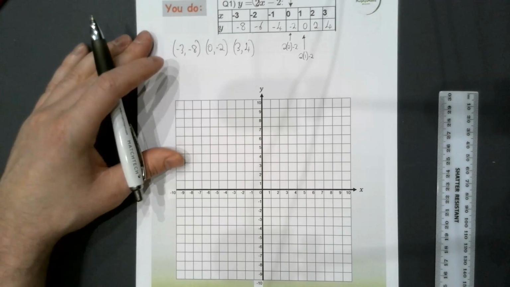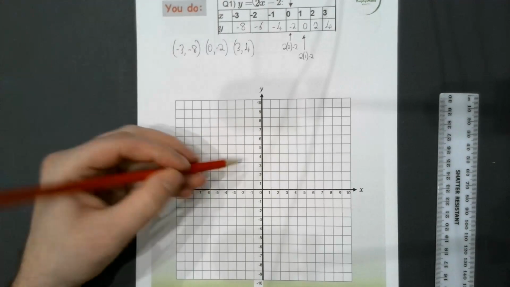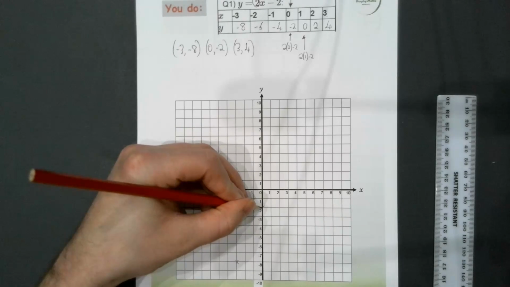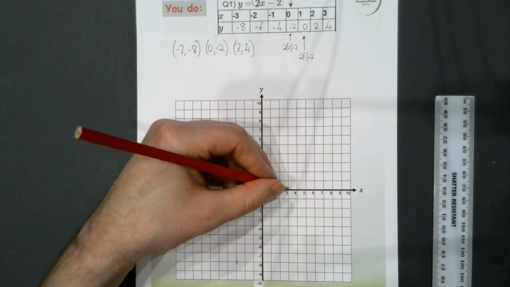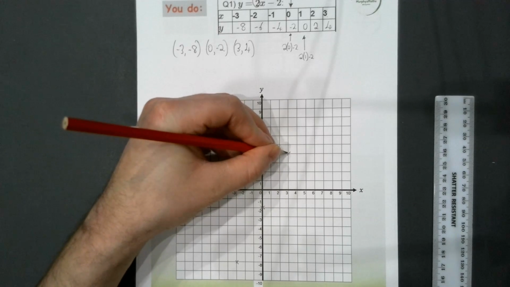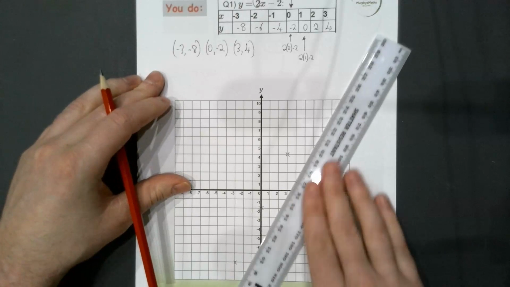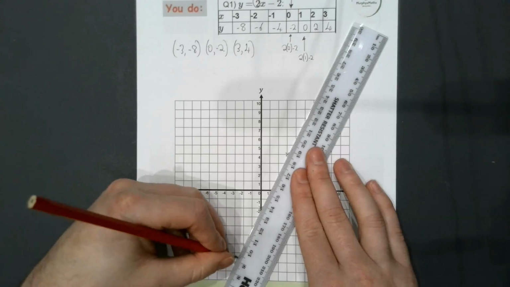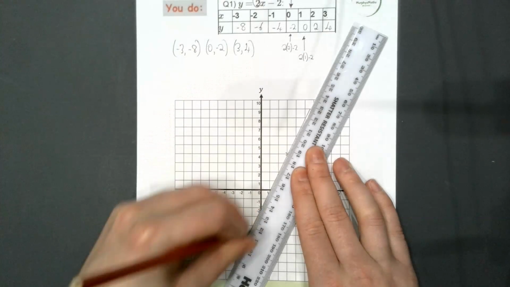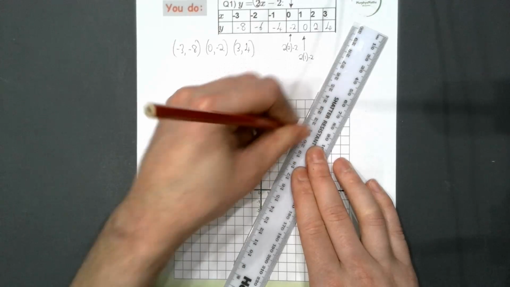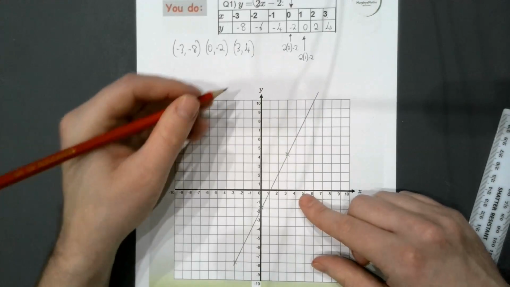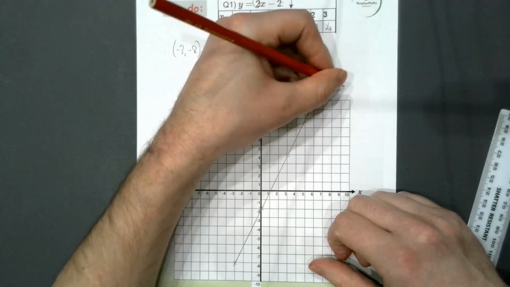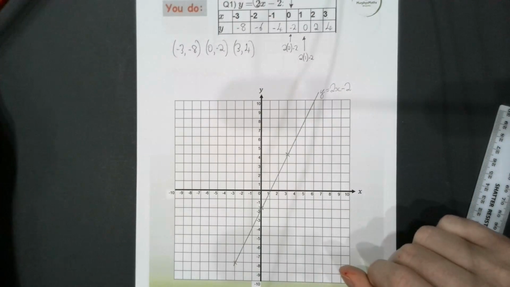So we have now got minus 3, minus 8, 0, minus 2, and lastly 3, 4. Extend that line as far as you can and name it y equals 2x minus 2, and that is how you plot a linear function.